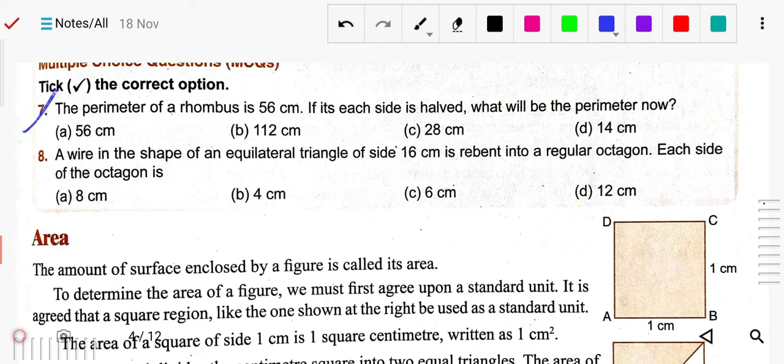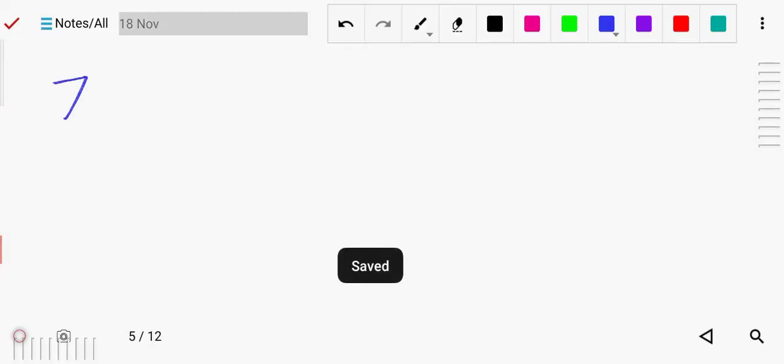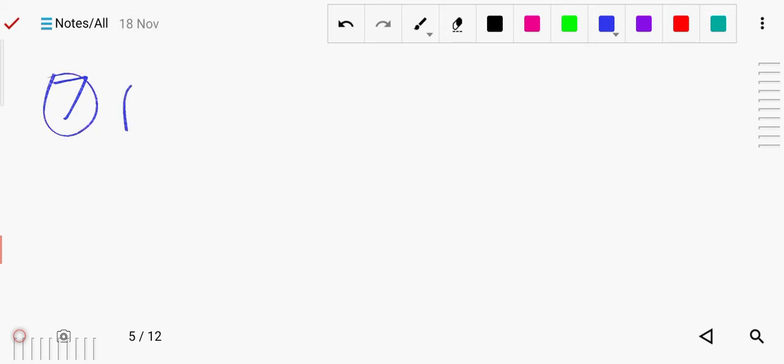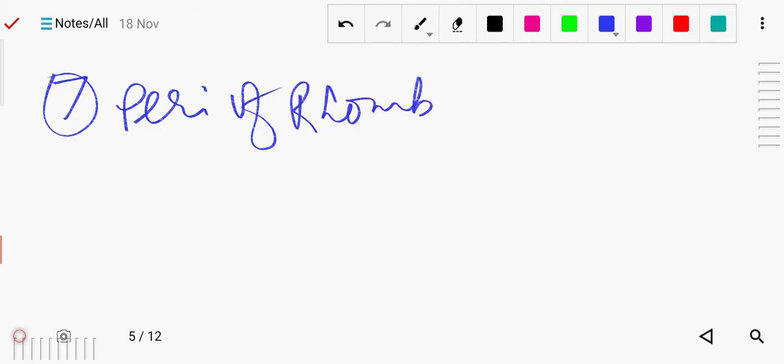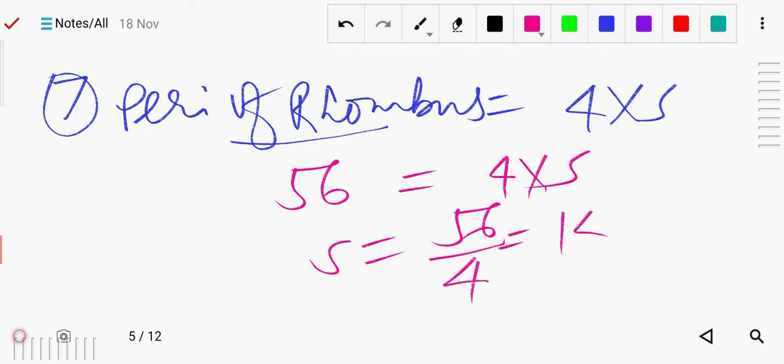Now here, number 7: the perimeter of a rhombus is 56 centimeter. If each side is halved, and halved means half, what will be the perimeter now? So here you can do number 7, which is the perimeter of rhombus. Perimeter of rhombus, 4 into side, simple, 4 into side. So this perimeter is given, 56, and here is 4 into s. So you can find s equals 56 by 4. So you will divide, so 14 centimeter. So the side of the rhombus is 14 centimeter.